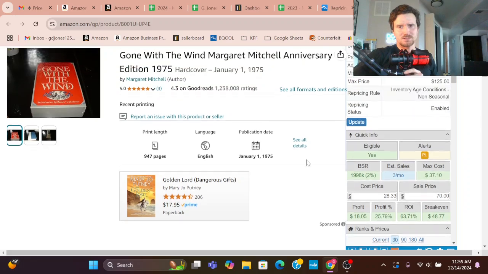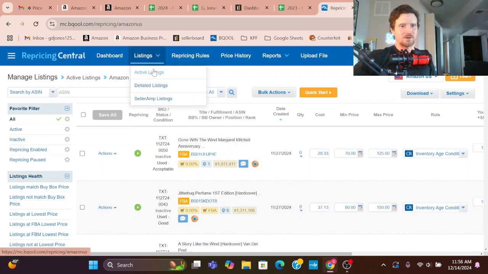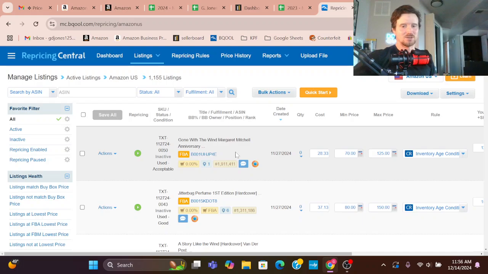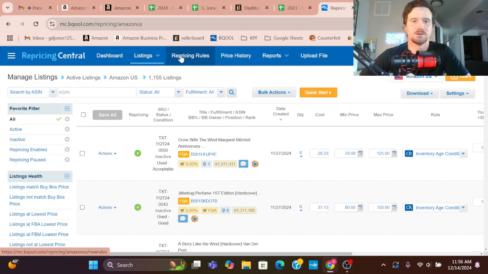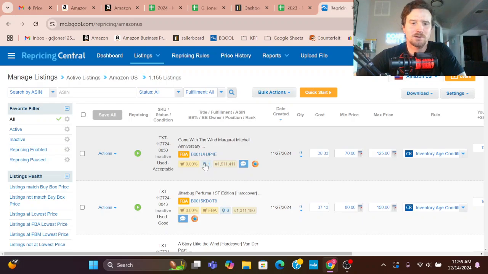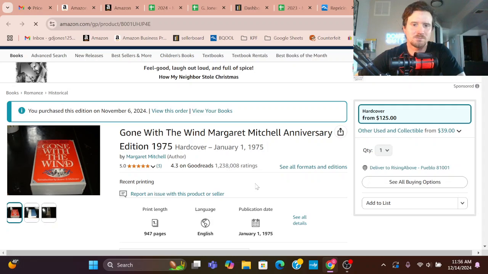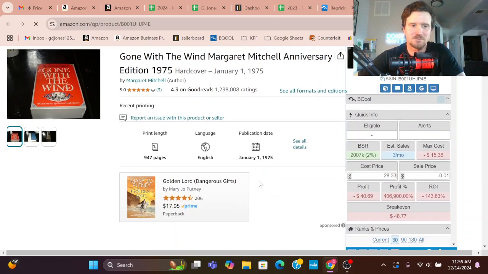So this is going to be a huge thing. Here's my BQool, and I always just come over to active listings. This is my active listings. Every time I get a shipment in, I'll start repricing on the way down until I've repriced everything that I got shipped in. So the first one here is Gone with the Wind. The titles don't matter.